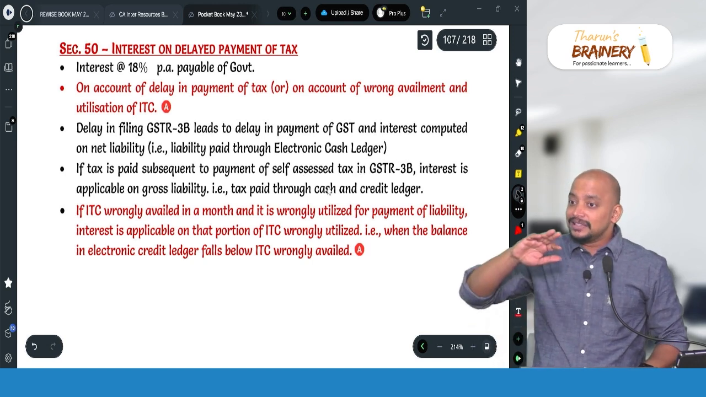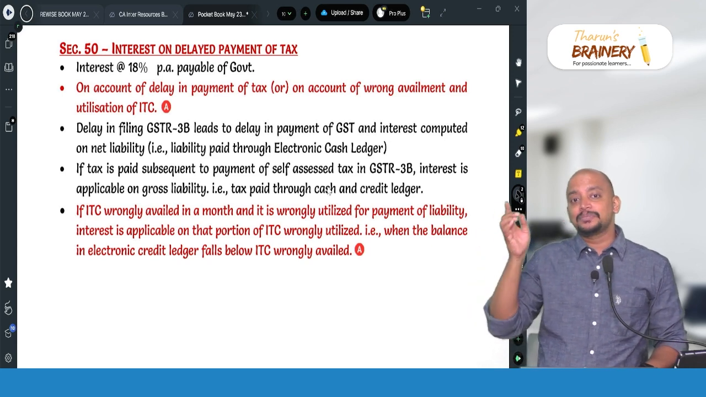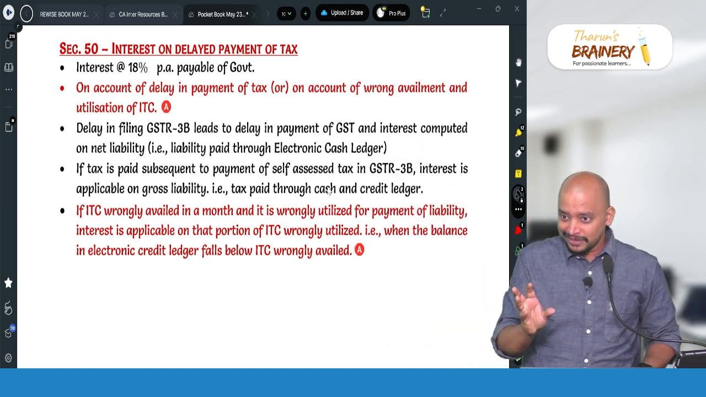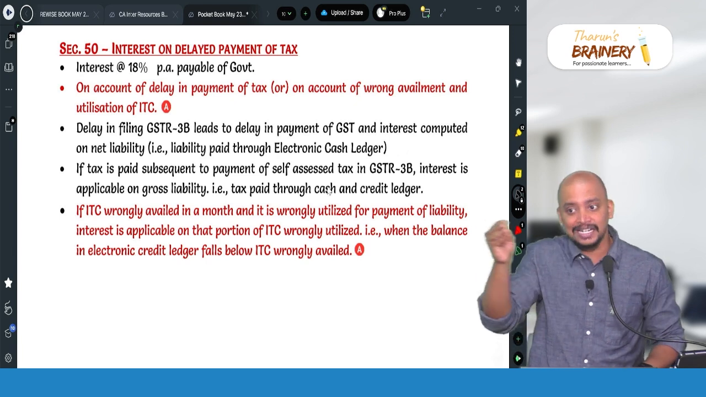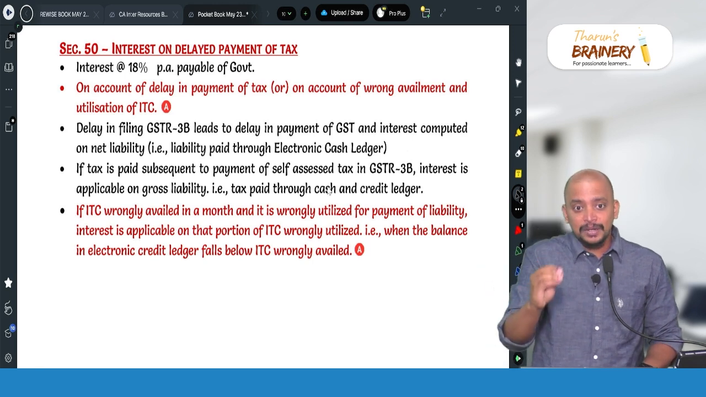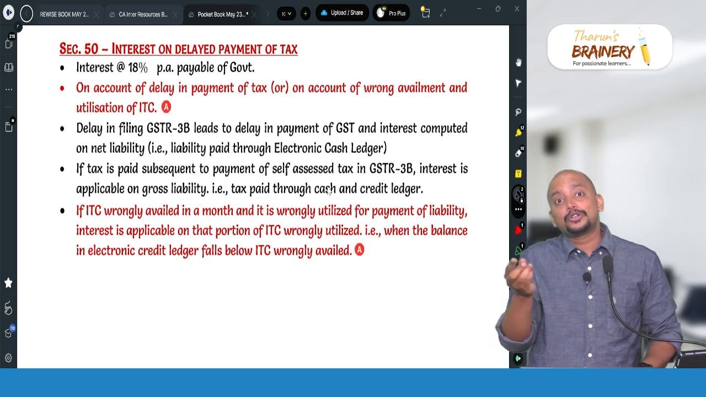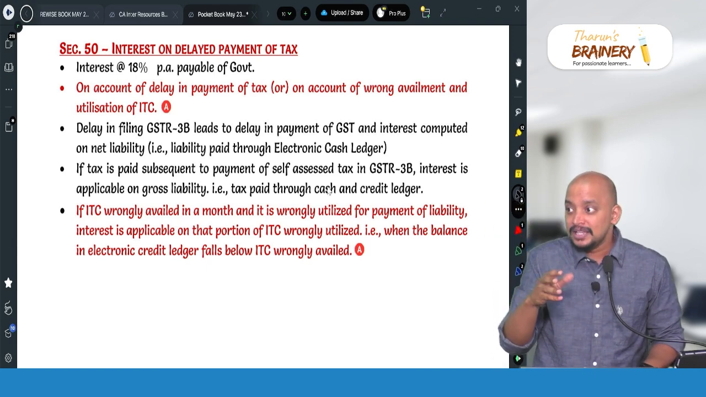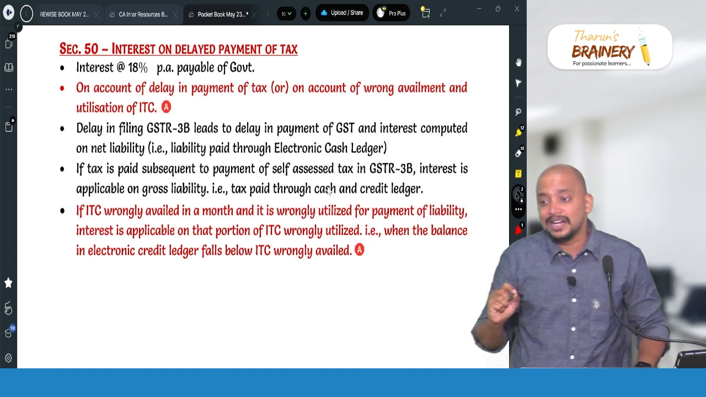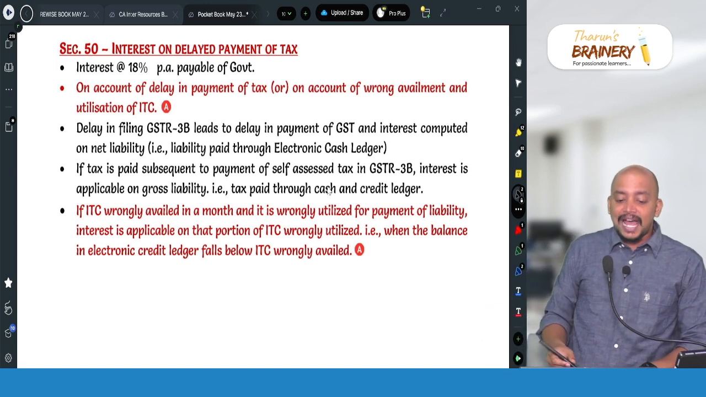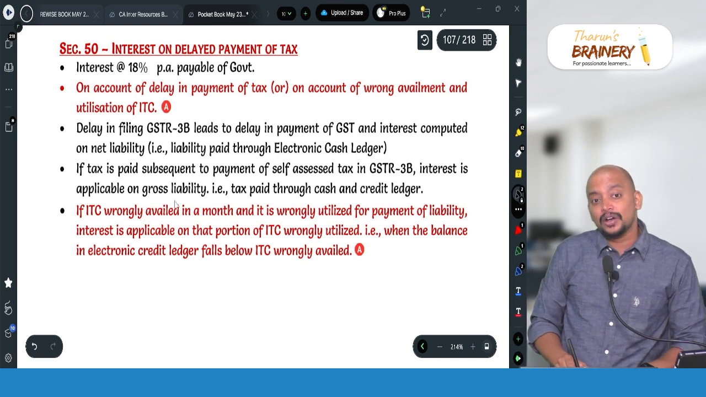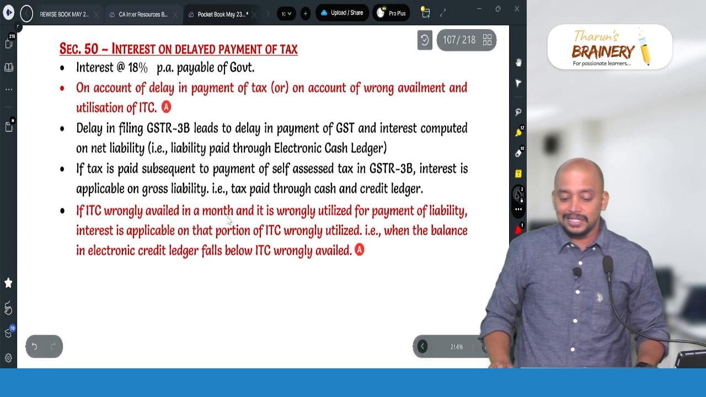Suppose you filed 3B for a particular month, but you have to pay some tax for that month, that tax you paid in a subsequent month. Okay, for a particular month you have to file 3B, you filed it late, then interest is computed on net liability. Clear that? Then for a particular month you filed 3B, but you have to pay tax for that month, you have not paid, that you are paying in the subsequent month, then interest will be computed on gross liability or net liability? Gross liability. If tax is paid subsequent to payment of self-assessed tax in 3B, interest is applicable on gross liability, that is paid through cash ledger and credit ledger.